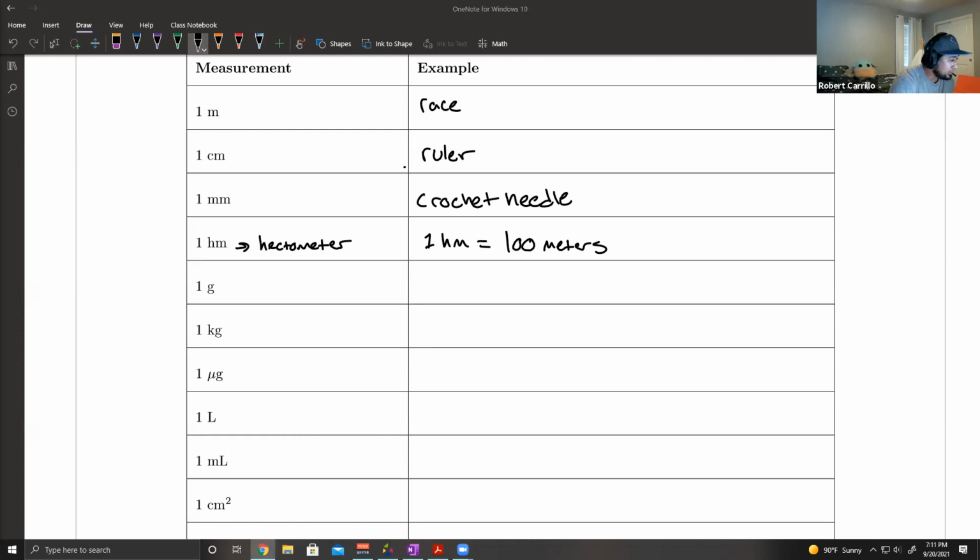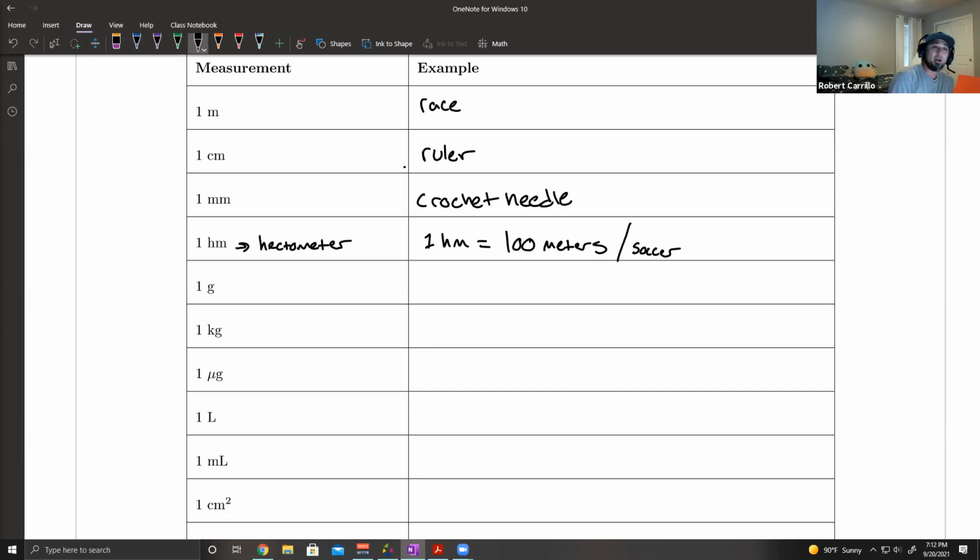So what would that be used on? Let's see what this definition says. A football pitch is approximately 1 hectometer. Cool. All right. A football pitch. Of course, soccer, meaning football. We'll just say soccer. Why not?